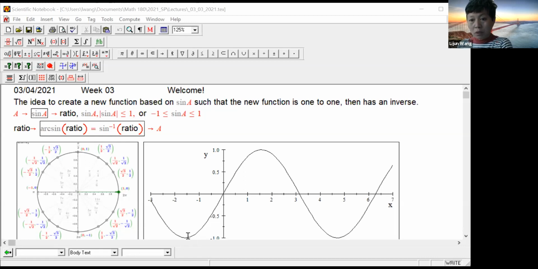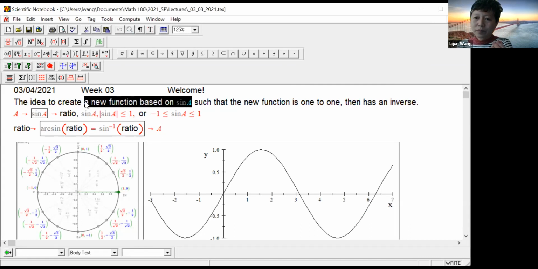I want you guys to draw this curve on your paper, and mark some points. Because the result of this truncation is not the inverse, it's a new function, based on the existing function sine. And this function will have an inverse. There are some other issues, and we're going to consider them one by one. I hope you guys follow me patiently.